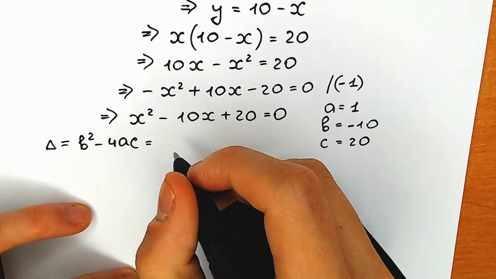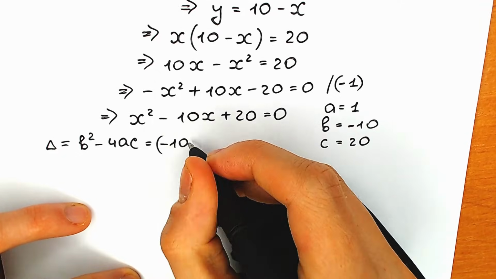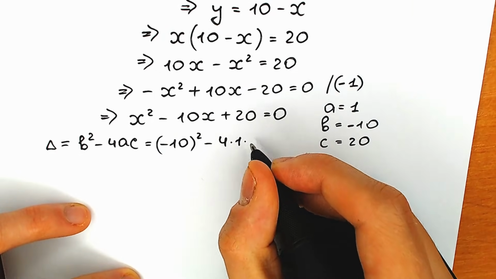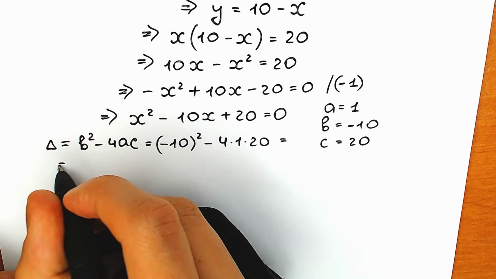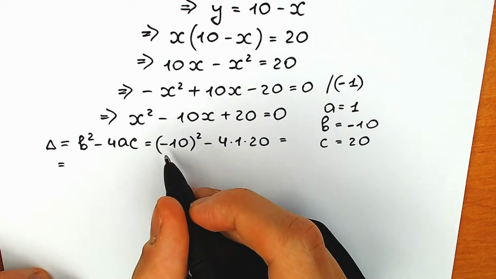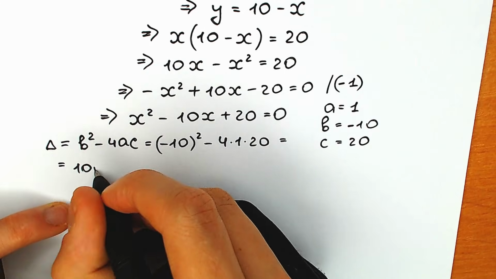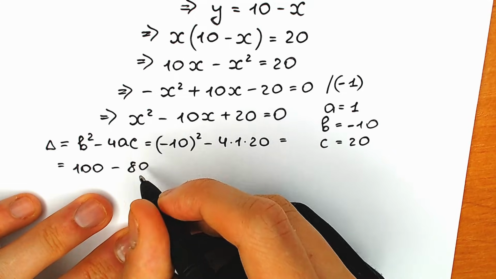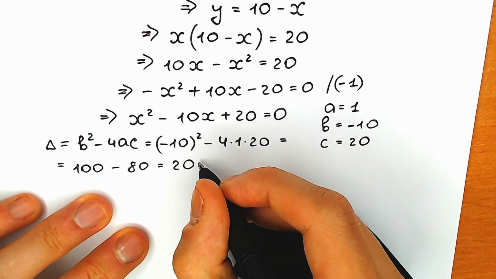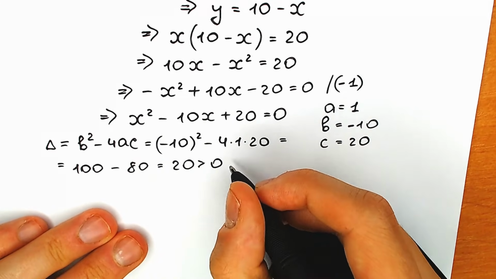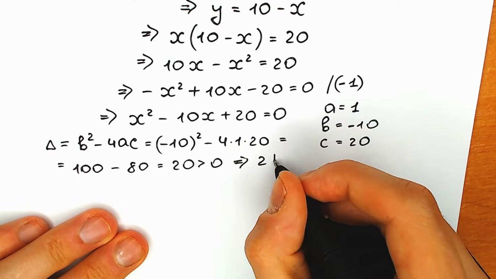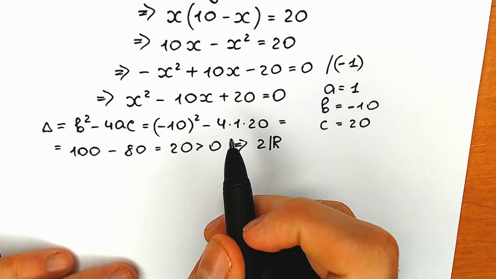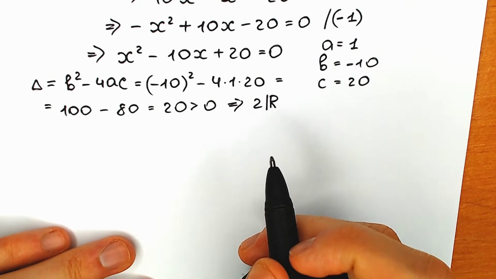b squared, so minus 10 squared minus 4 times 1 times 20. 4 times 1 times 20 equals, let's simplify this. What do we have? Minus 10 squared equals 100, so 100 minus 80, and this is great news for us because right here the discriminant is positive, greater than 0. So it means that in this branch we have two real number roots, and in our case we have x first and x second. So let's solve this question for x first and x second.